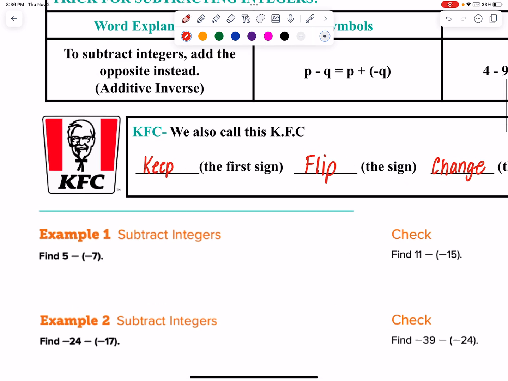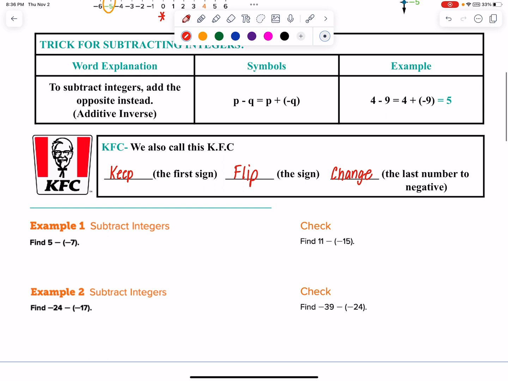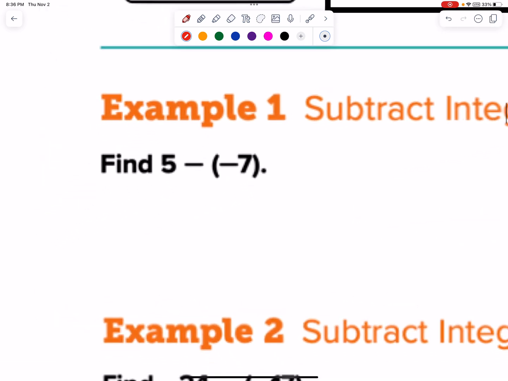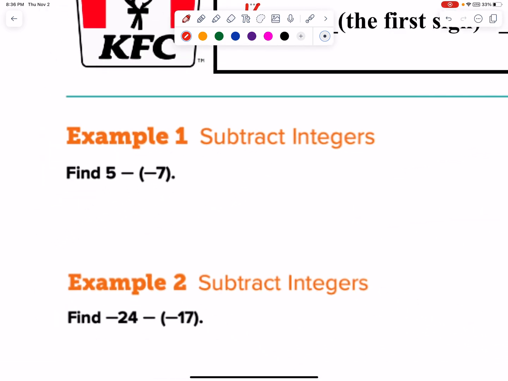And so here's what this looks like if we're doing KFC, keep, flip, change. And like I said, it's just a trick. It means we're adding the opposite instead of subtracting the negative or whatever it is. So we're not going to subtract, we're going to do KFC every time, and then it makes an addition problem, and you know how to solve those.